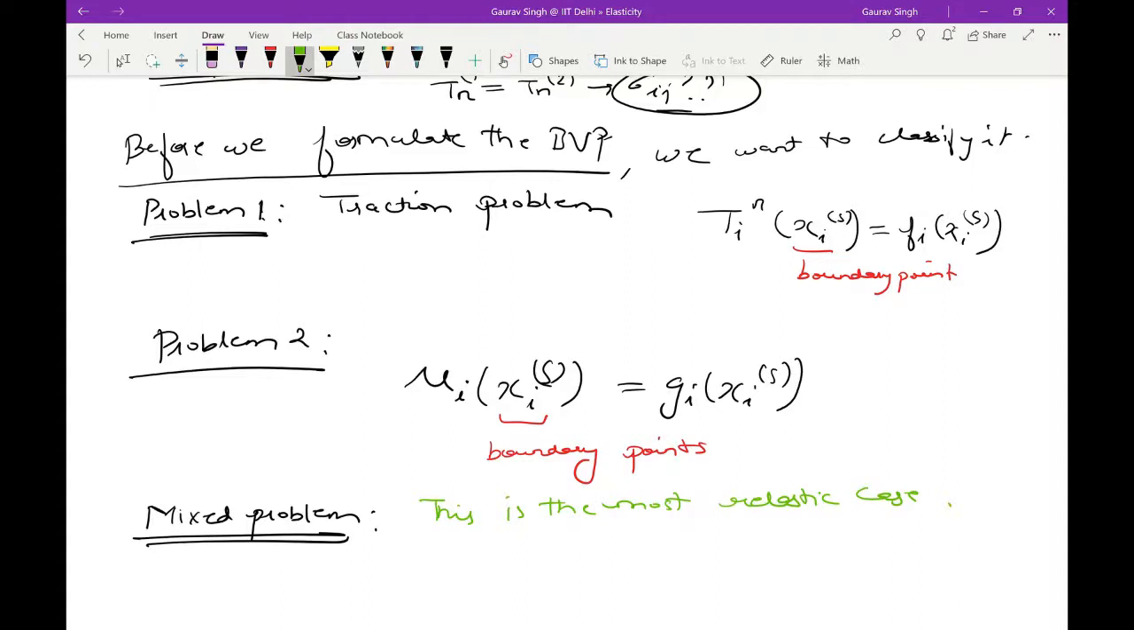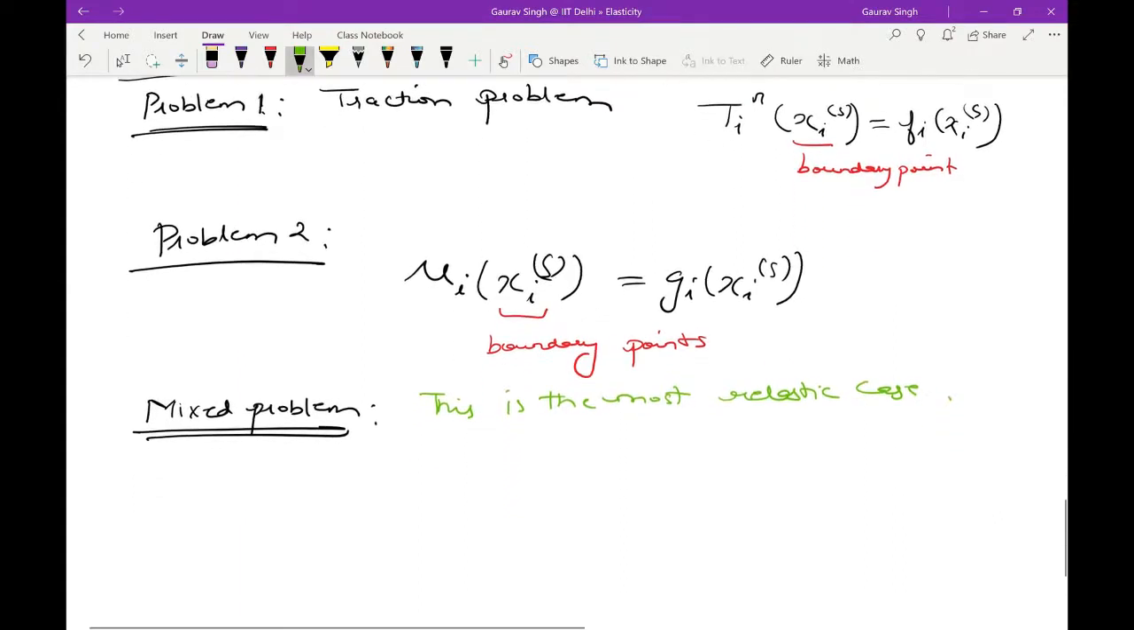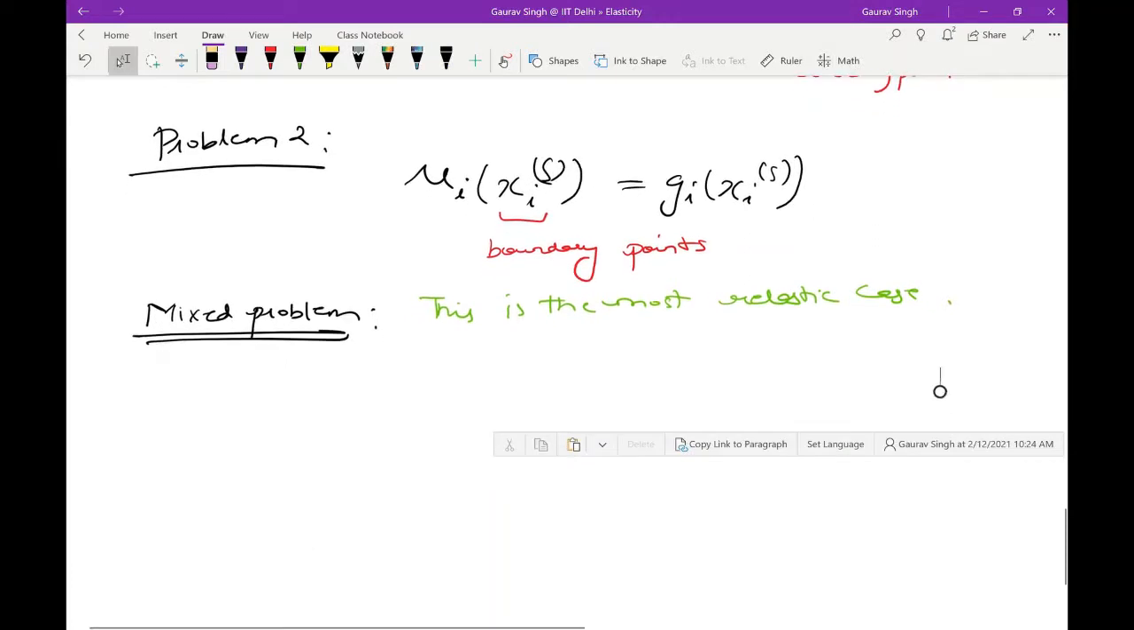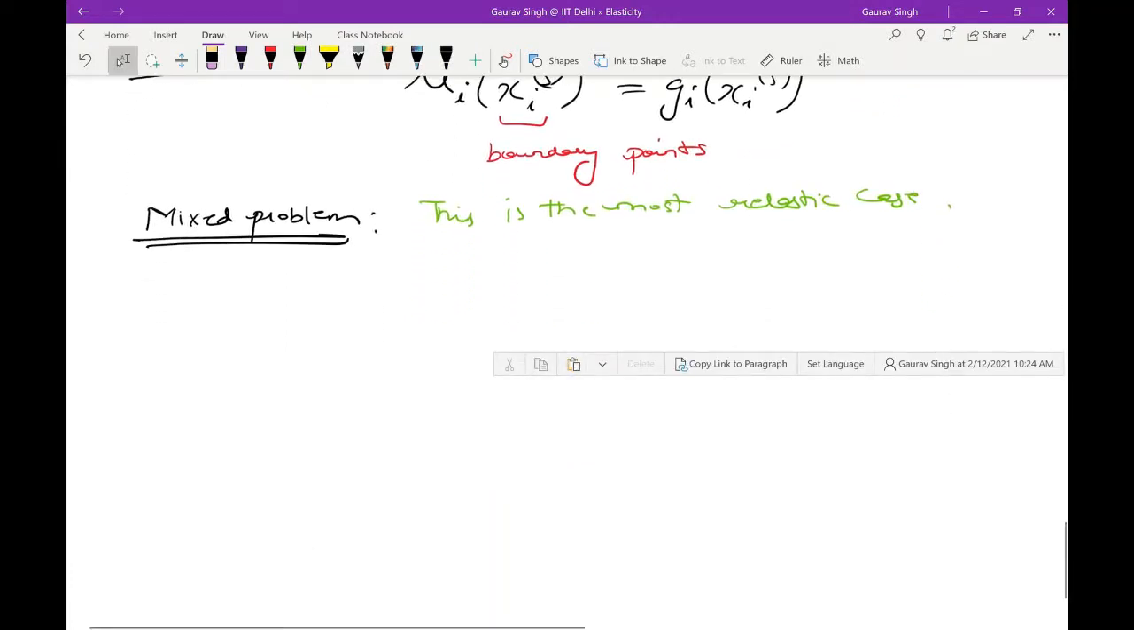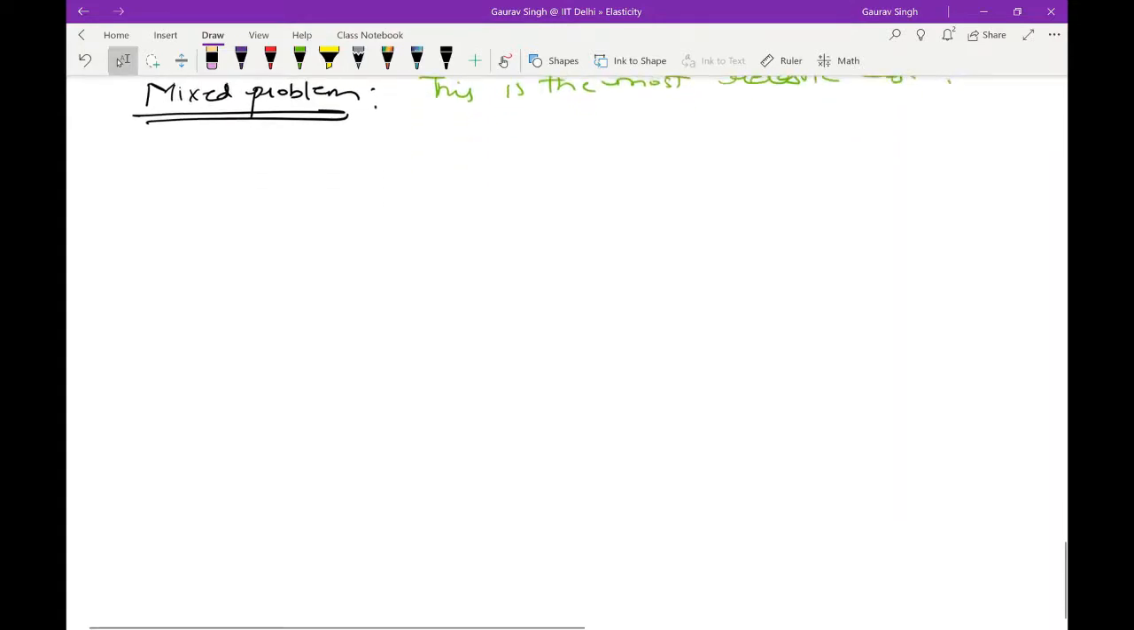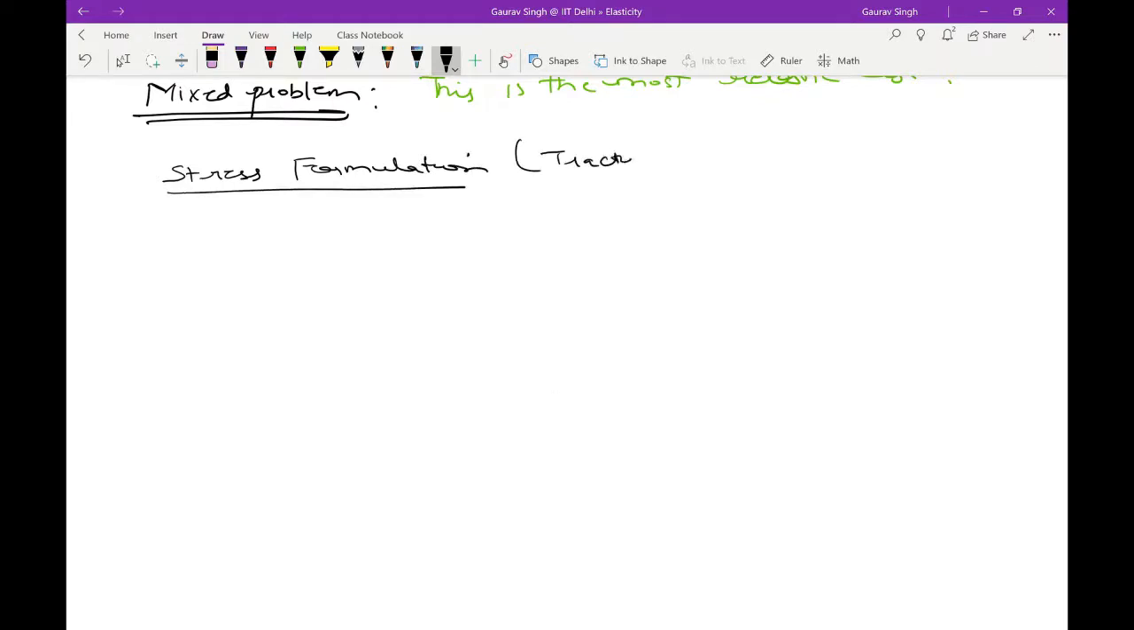And now I think we can begin by formulating problem 1, which is the traction problem or the stress formulation. The reason we call it the stress formulation is just because traction can be written in terms of stresses. Okay, no other reason. So let's call this the stress formulation, or the traction formulation.